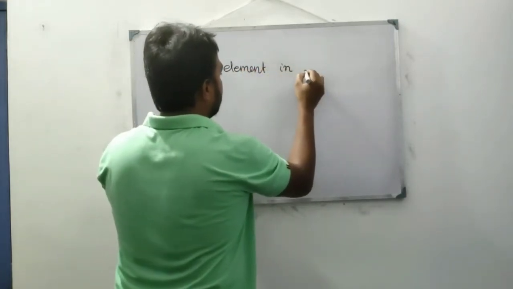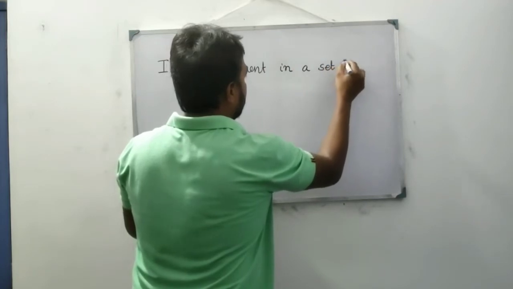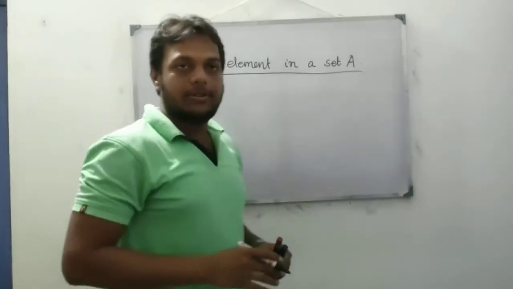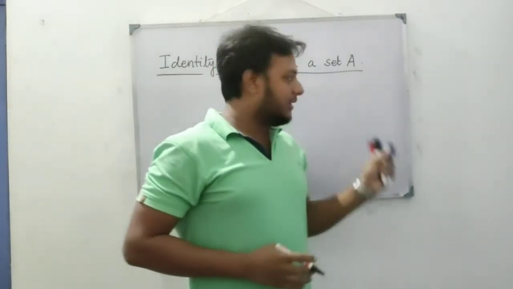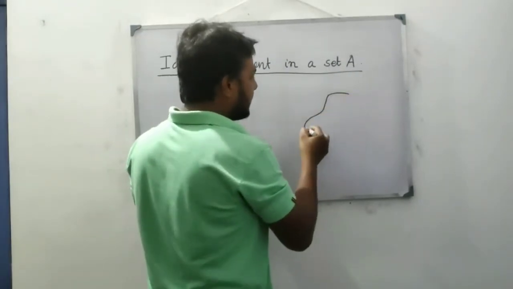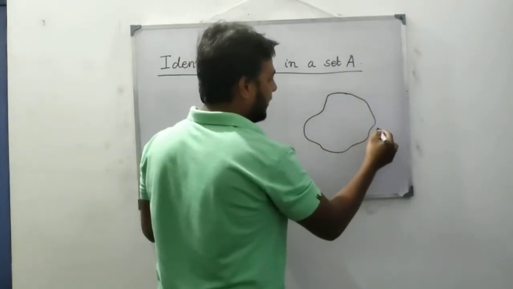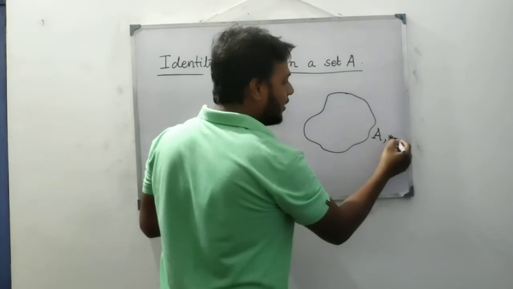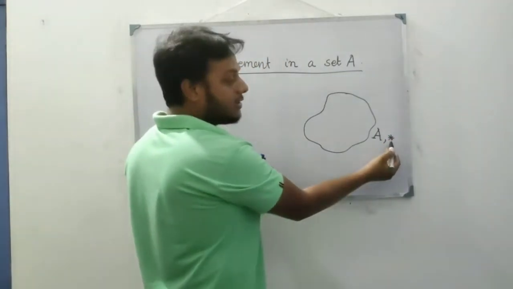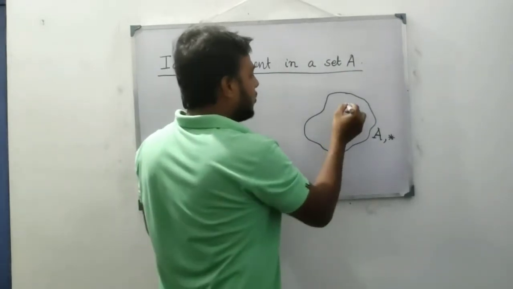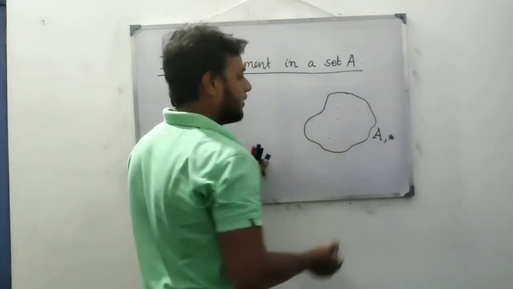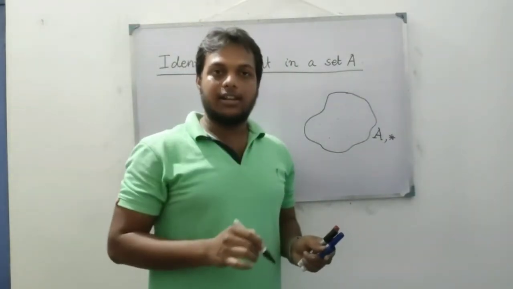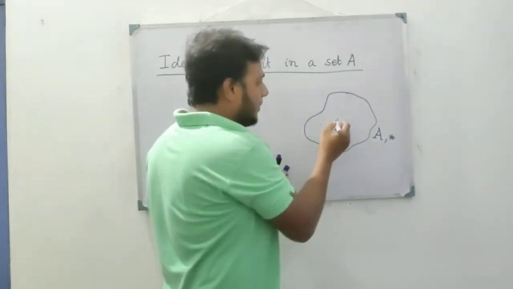In a set A under binary operation. Okay, I am not writing. Identity element in a set, I am discussing in the graph. Suppose this is a set A, capital A, and there is a binary operation star. This is a binary operation, keep in your mind. And there are so many elements, so you have to identify the identity element. So first you have to know the characteristic of the identity element.